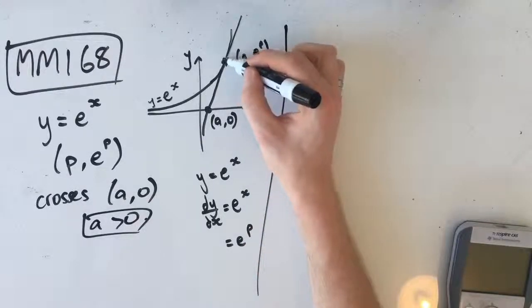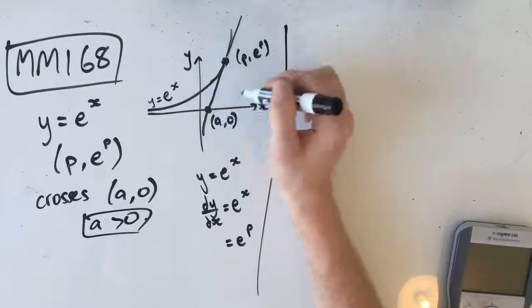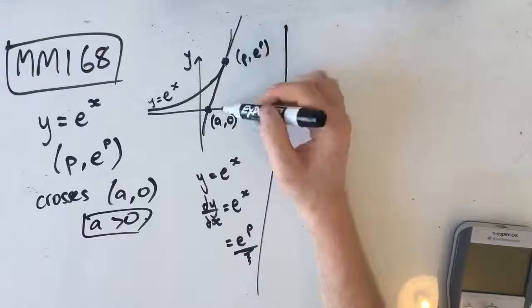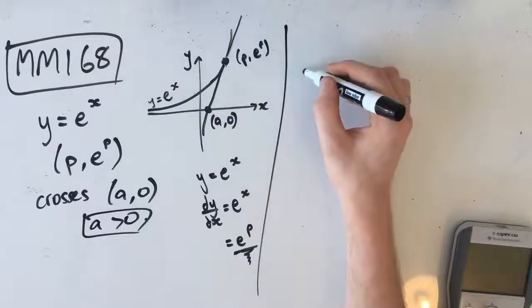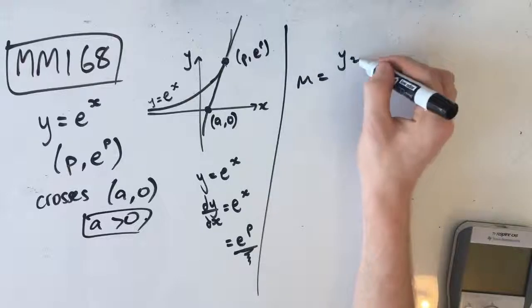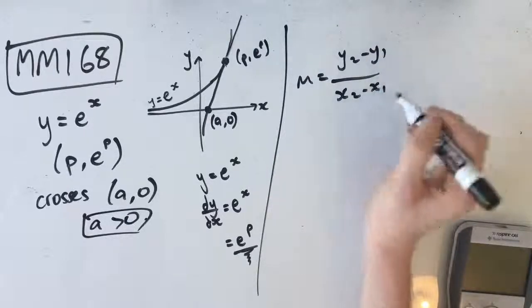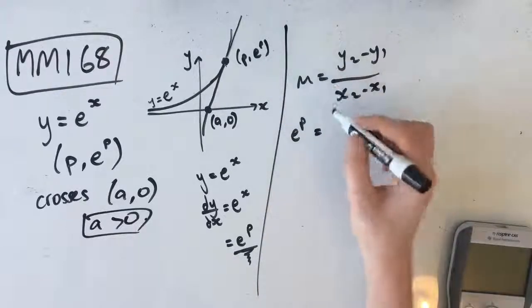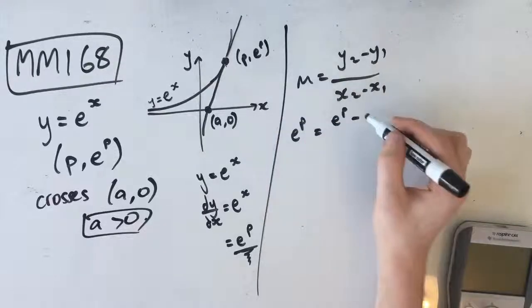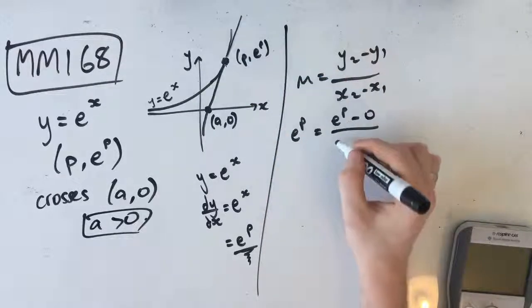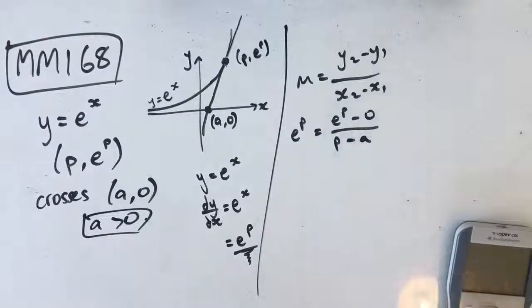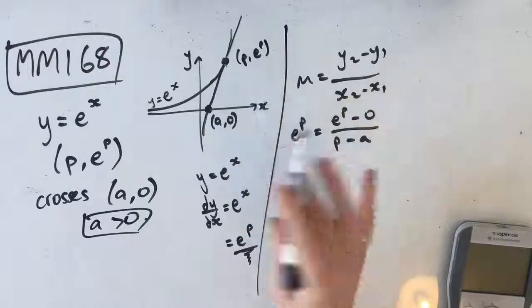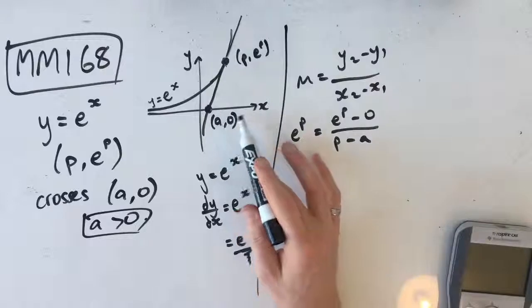We've got 2 points here. We know that the gradient of this tangent is e to the power of p, which is the line between these 2 points here, which means that our gradient, m, is equal to y2 take y1 over x2 take x1. Our gradient is e to the power of p, which is equal to y2, so e to the power of p, minus 0 over p minus a. Awesome. So now we want to rearrange for a, because a is the sort of thing that we're trying to find. I know it's difficult to see that a is what we want, but that's going to tell us what we need to know.